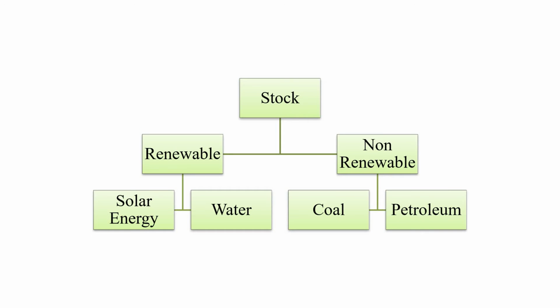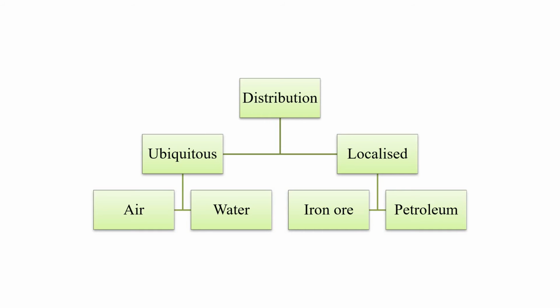Let us rewind what we have discussed today. On the basis of stock, natural resources are classified into renewable and non-renewable resources. Examples of renewable resources are solar energy and water. Examples of non-renewable natural resources are coal and petroleum. On the basis of distribution, natural resources are further divided into ubiquitous and localized resources. Examples of ubiquitous resources are air and water. Examples of localized resources are iron ore and petroleum.